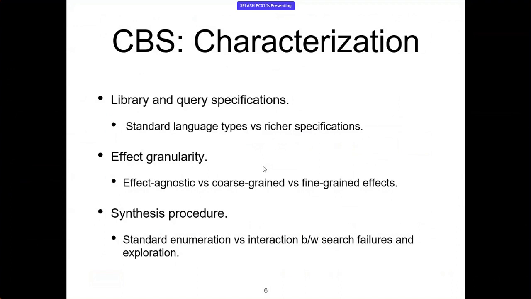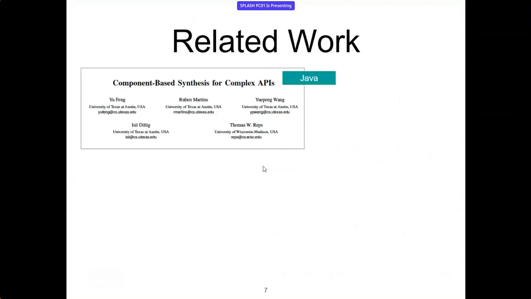And the third characterization comes from how the synthesis procedure or the algorithm explores the space of the programs. You could have standard enumeration, versus doing something smarter, like interacting between such failures and explorations. So based on those characteristics, you can characterize the related work as follows.